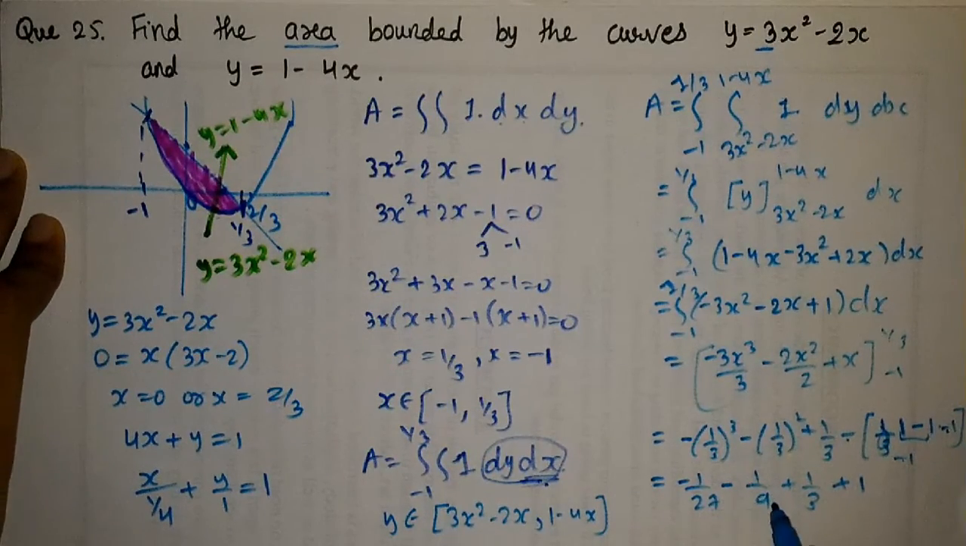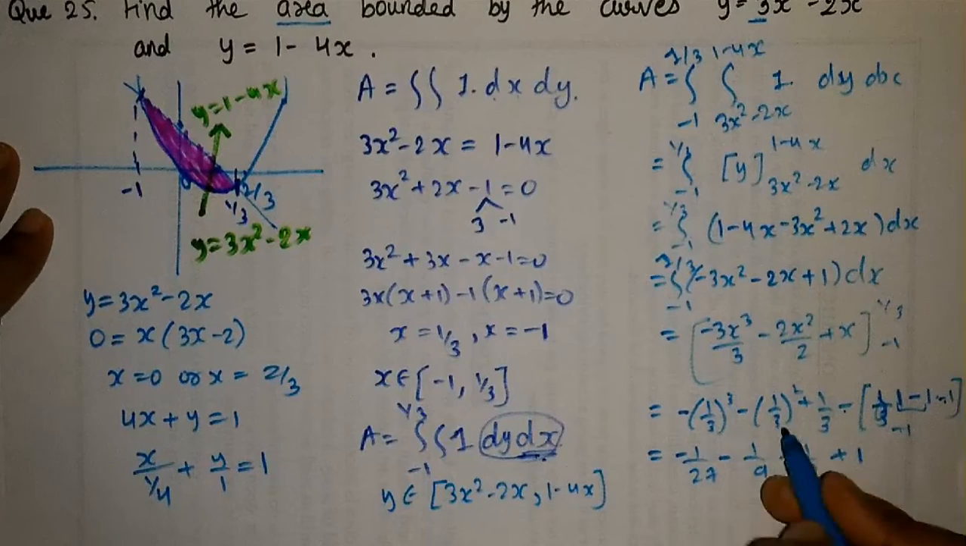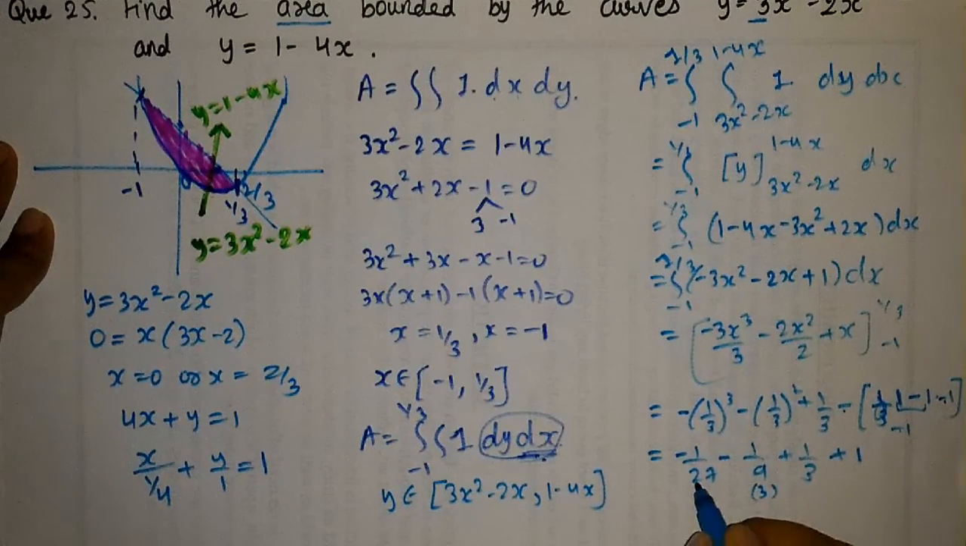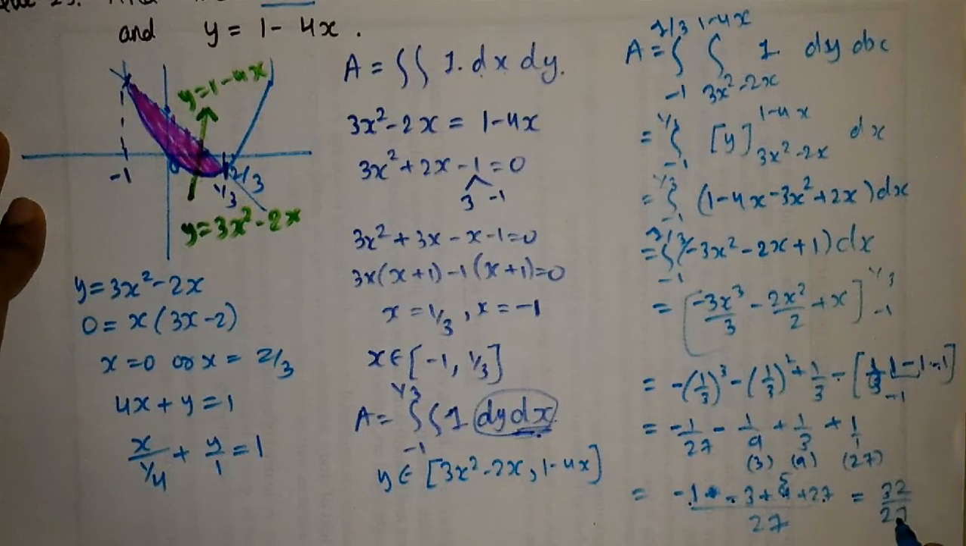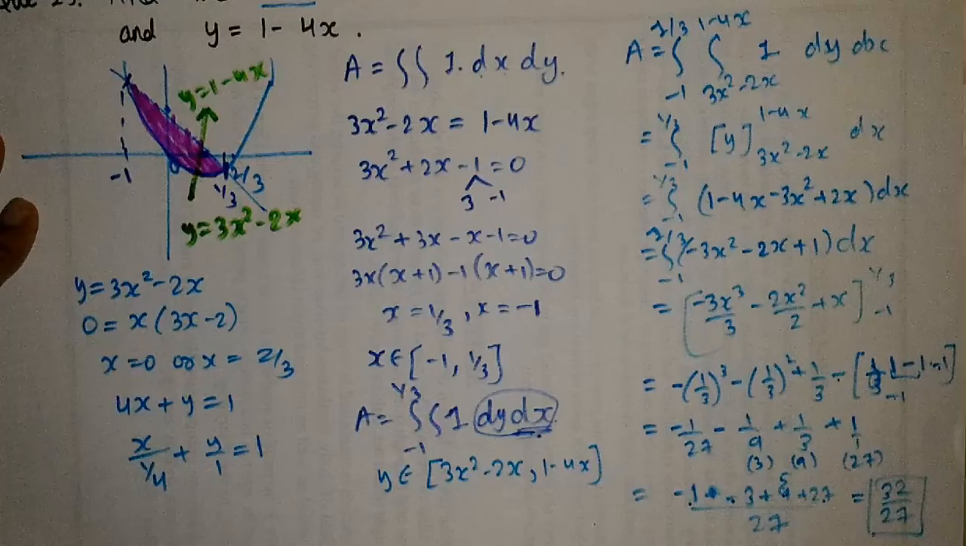Now taking the LCM, the LCM will be 27, 3 into 9 and 1 into 27. So that is equal to minus 1 minus 3 plus 9 plus 27 by 27. Minus 1 minus 3 will be minus 4. Minus 4 plus 9 will be 5. Now 5 plus 27 will be 32. So 32 by 27 is our answer.